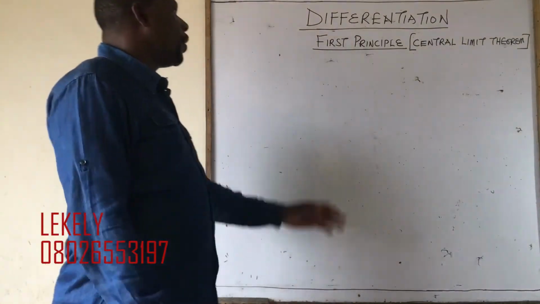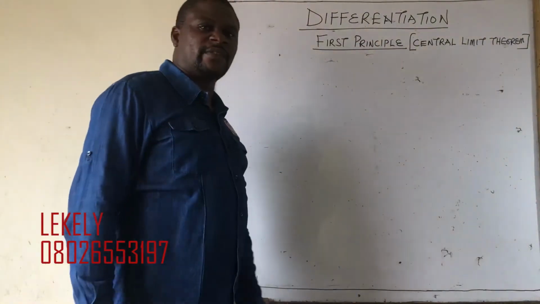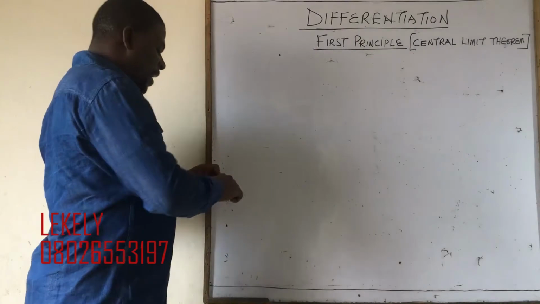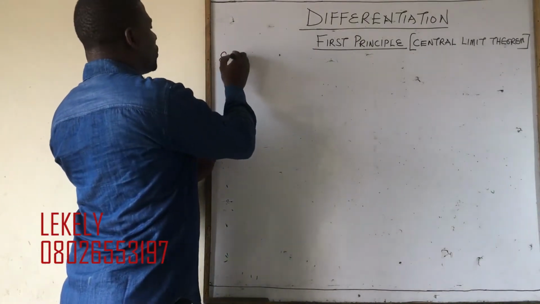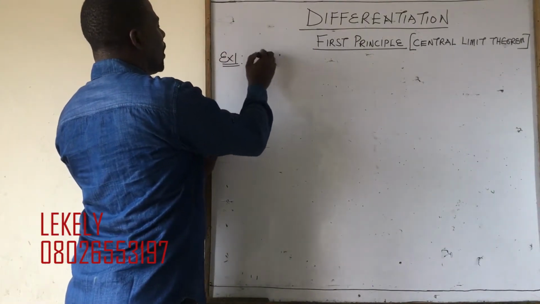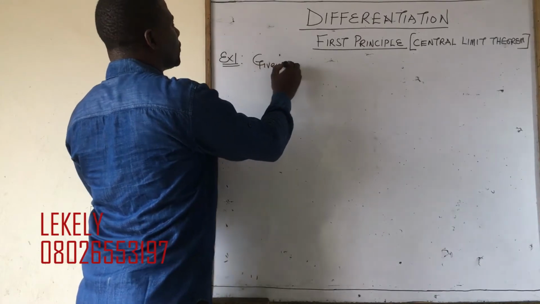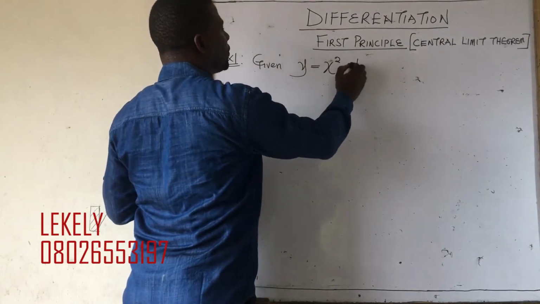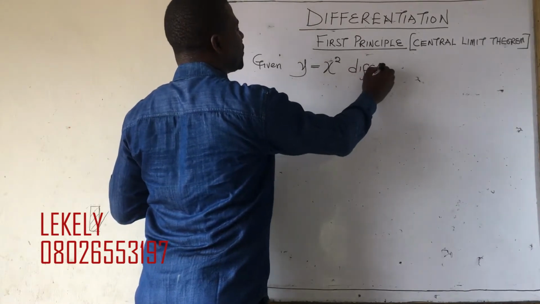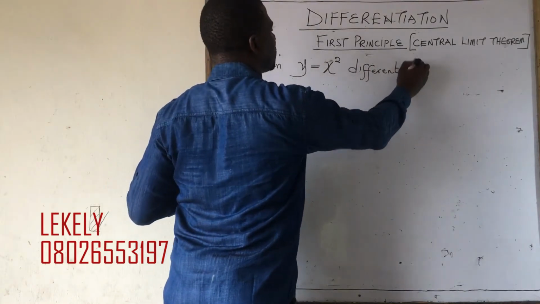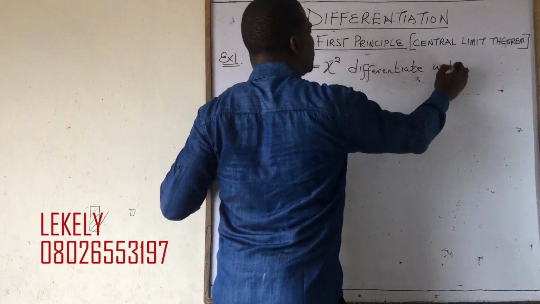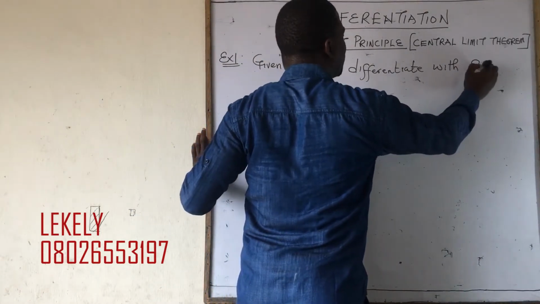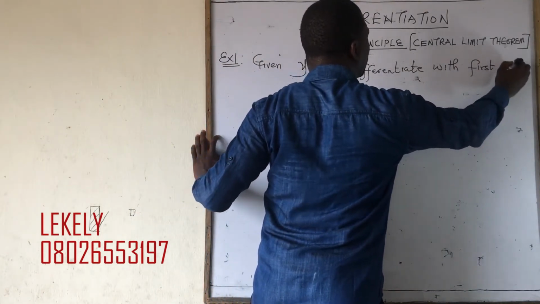So okay, now we want to look at first principle or central limit theorem. Now let's assume that you have example 1. You are given y equals x squared. Differentiate with first principle.